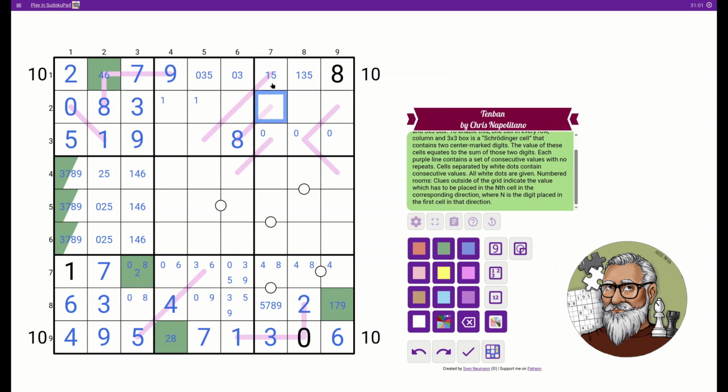One would require... What does 1 require? 1 would require values of 2 and 3, wouldn't it? 2 and 3. That doesn't look impossible.